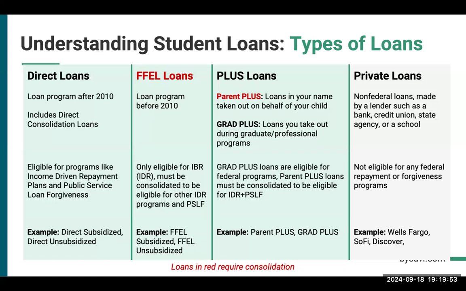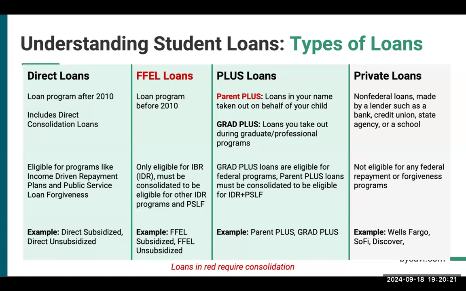And I'm going to show you later on how Savi can help you identify your loan type and help you with that consolidation process. But I want to just make you aware right now of the loan types that would require consolidation. Okay. Now, Grad PLUS loans, as the name might imply, are loans taken out by graduate or professional students. And those loans are eligible as is for those programs. They require no corrective action like a consolidation.